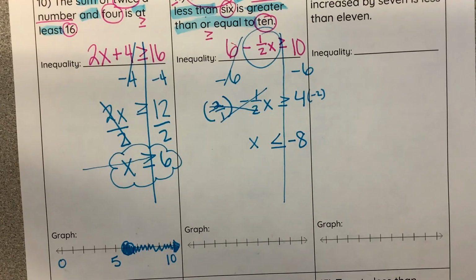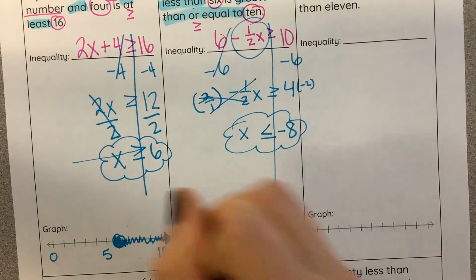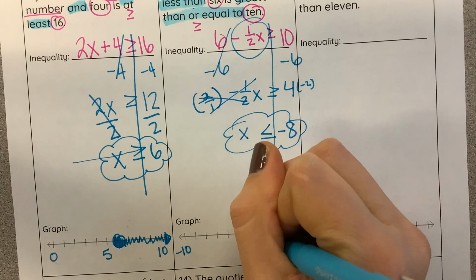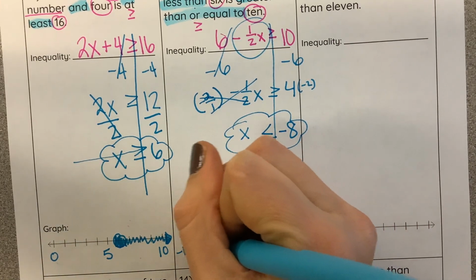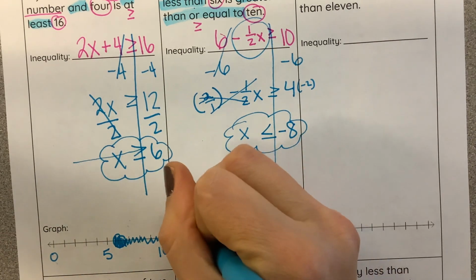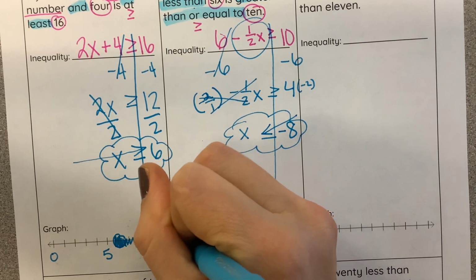Now I can graph because my variable's on the left. This falls between 0 and negative 10. Negative 8 is 1, 2, 3 right here. There is an equal to part, so I'm going to shade it in. Our arrow is pointing to the left.